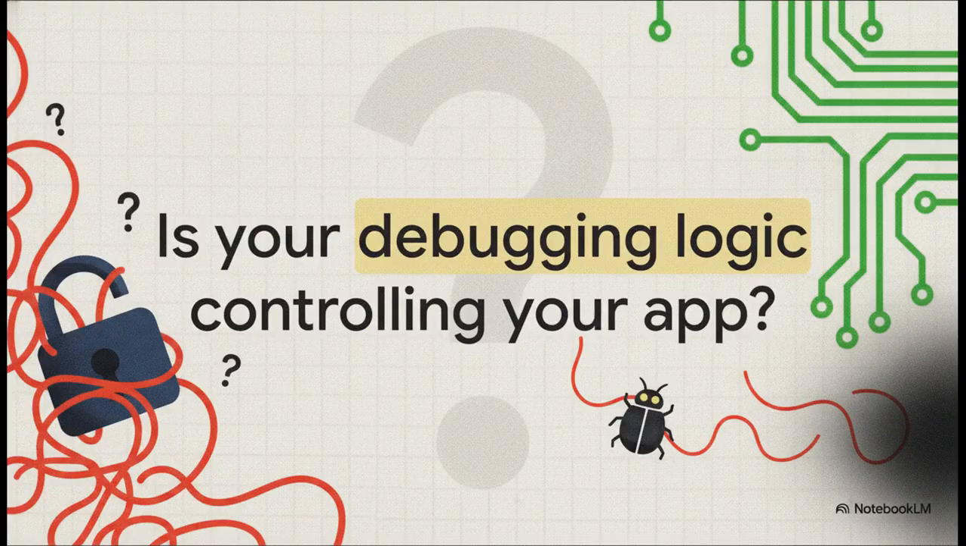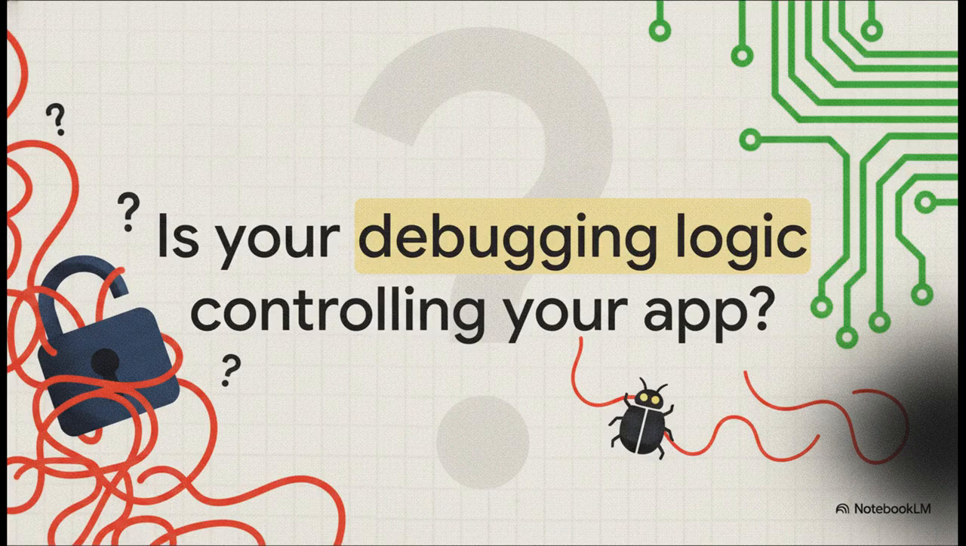Let me ask you a question right off the bat. Is your debugging logic secretly controlling your app? It's kind of a terrifying thought, right? But honestly, it happens all the time. It is just so incredibly easy to fall into the trap of using generic string manipulation. You know, just hacking strings together to get the text output you want, instead of relying on strict, robust, type-safe code to govern the actual logic.